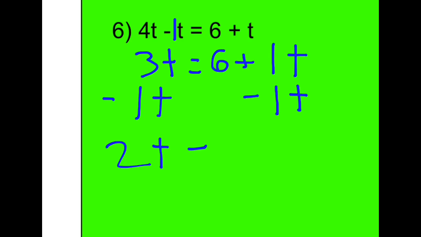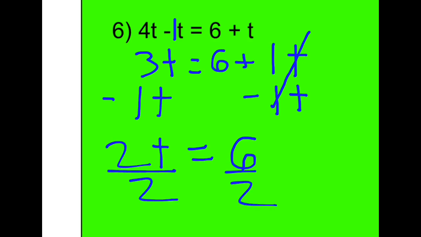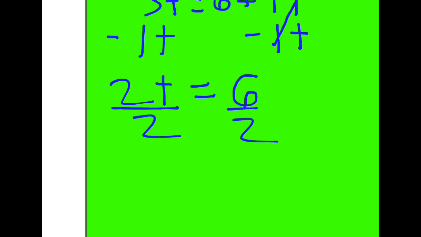On the other side, 1t minus 1t goes away, and I'm left with just a 6. And look at that. All of a sudden, something that was really complicated turns into a one-step equation now. This is 2 multiplied by some unknown number t, and I'm going to divide by 2, divide by 2, and I'm going to get t equals 3.